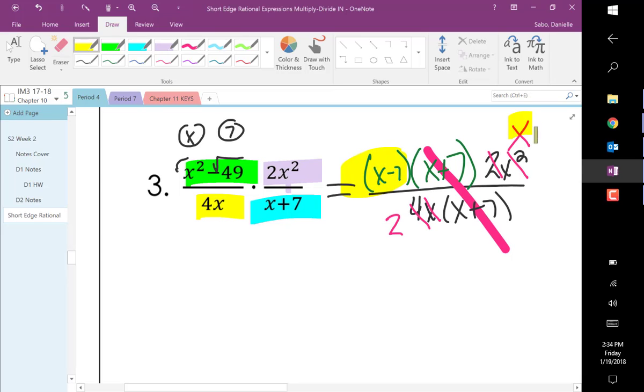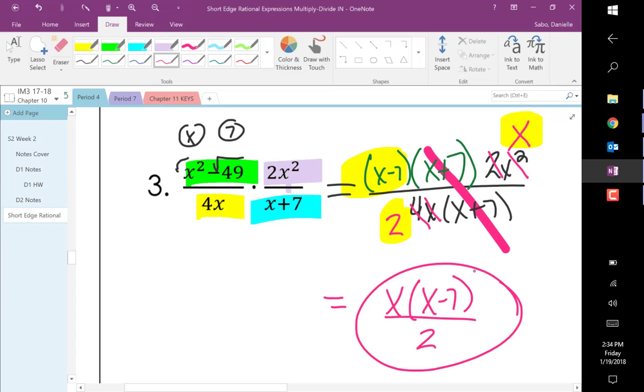This is left, this is left, and this is left. You see how there's only 3 pieces left? The rest were all gone. My final answer is x times x minus 7 all over 2. That's it.